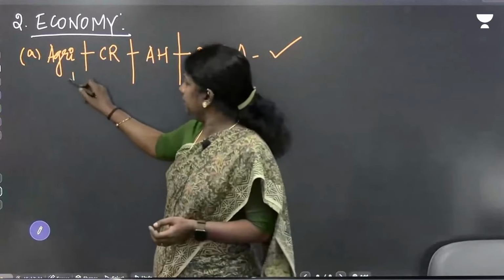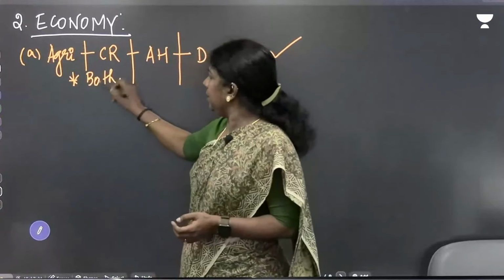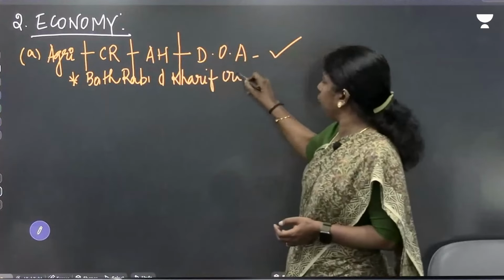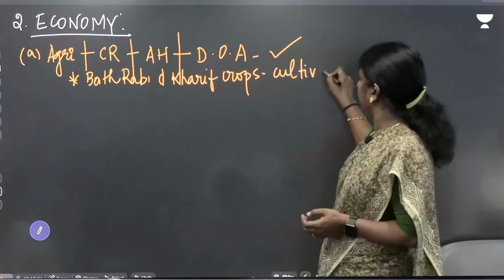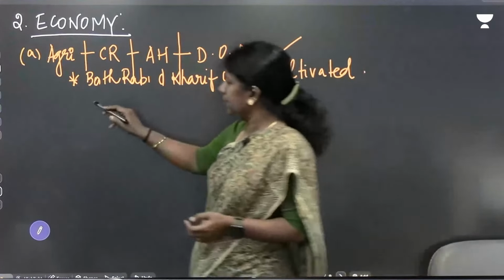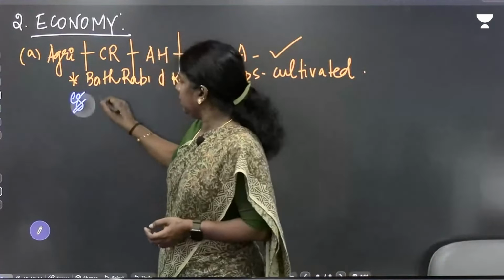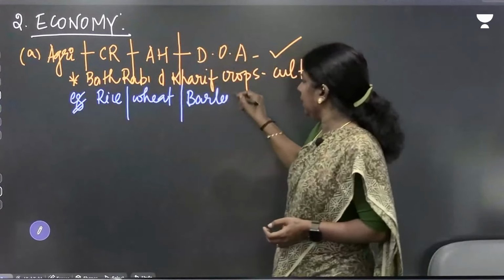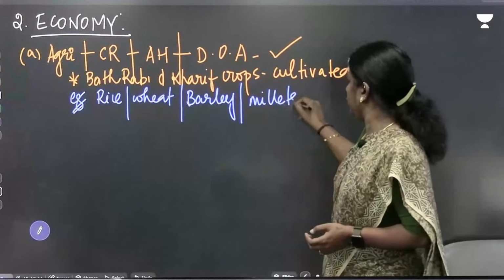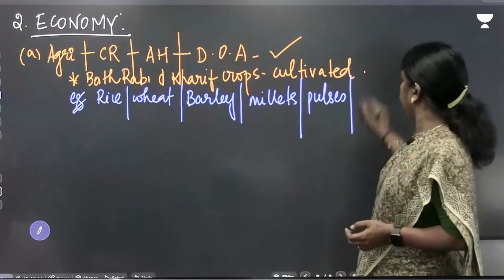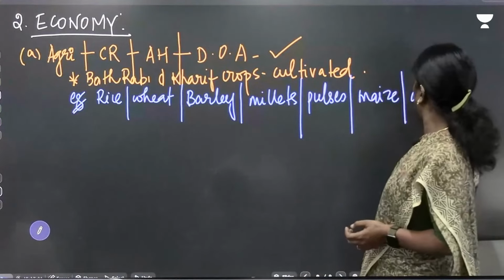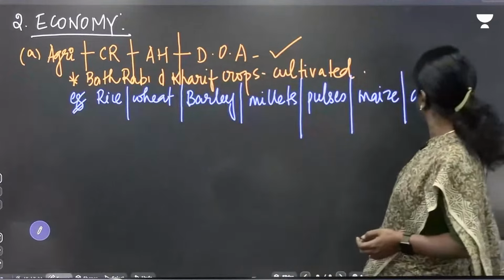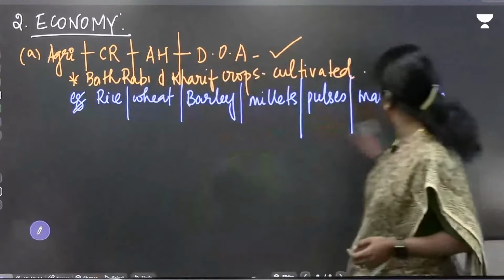So all of them were known to them. Both Rabi and Kharif crops were cultivated. So they knew all sorts of crops. I can give you an example. They knew rice, wheat, barley, millets, pulses, maize, cotton, etc. So they knew all of them. Almost the same as the EVP, but here they are producing more.